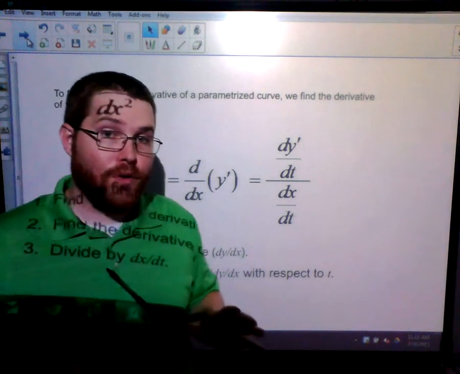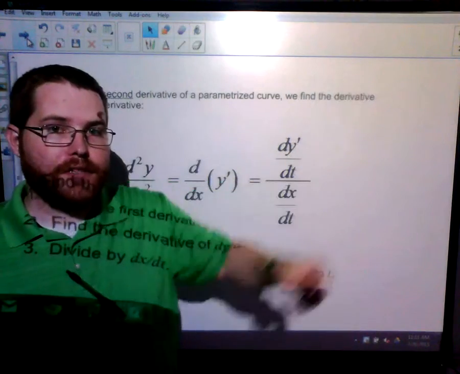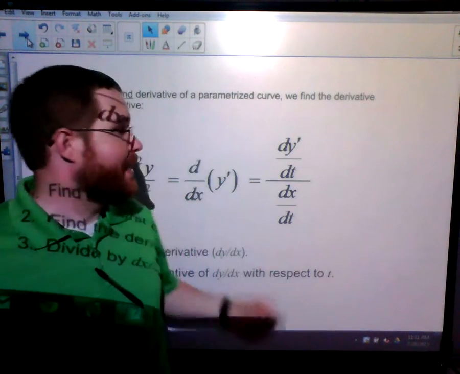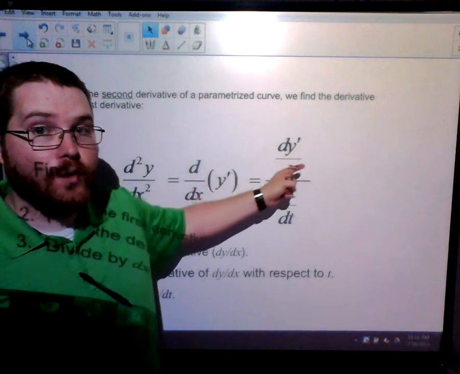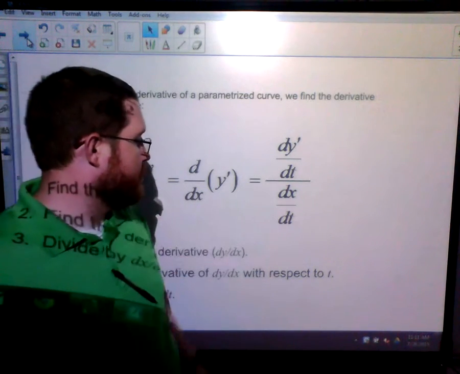Now that's really important. To do the second derivative of a parametric, it's not the second derivative of the top and the second derivative of the bottom. It's the derivative of the whole first derivative on top, divided by the derivative of the bottom.